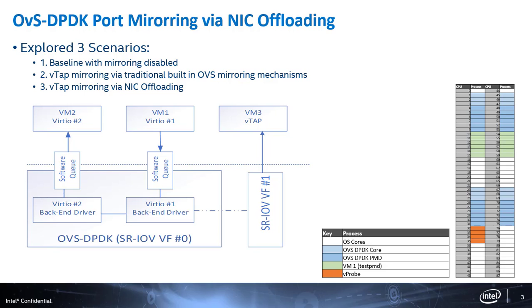For our demonstration, we explored three different scenarios. In the first case, we explored a baseline case with mirroring disabled. In the second case, VTAP mirroring via traditional built-in OVS mirroring mechanisms. And a third case, VTAP mirroring via NIC offloading, our unique contribution in this demonstration.